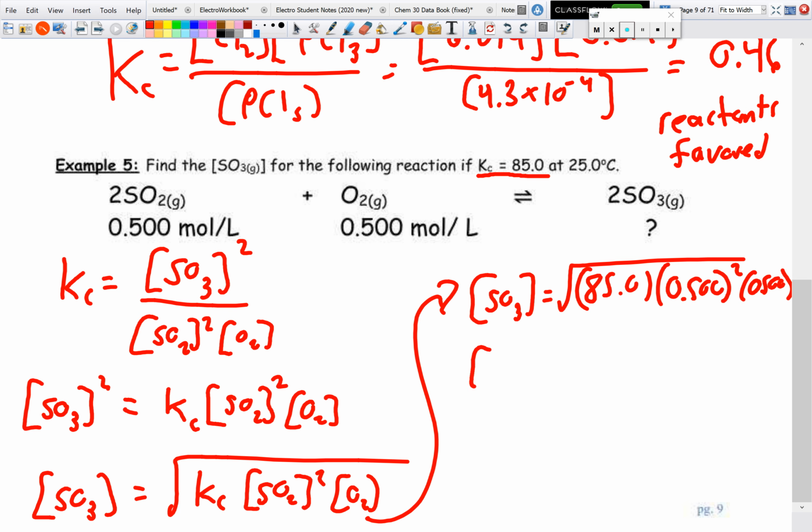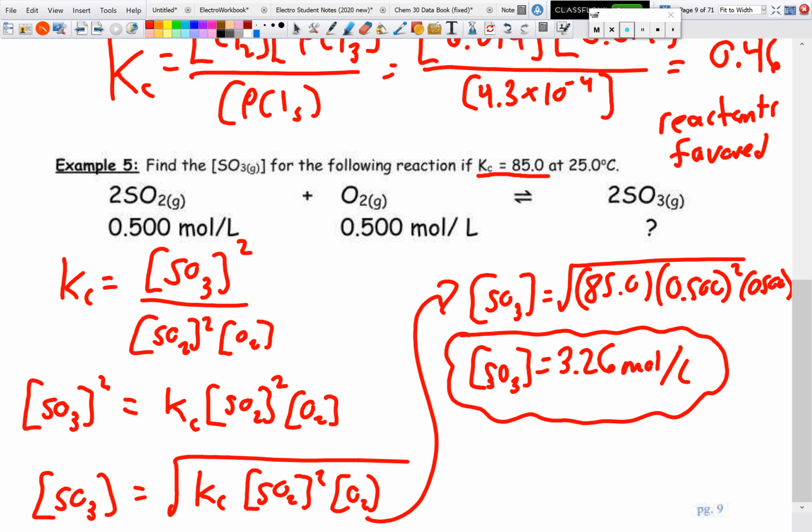we get concentration of SO3 is equal to 3.26 moles per liter. And that's how we do that one. So just remember, or try not to forget, that the SO2 was squared here, so that's why that square showed up there. All right, so that is, of course, using our equilibrium law and solving for some concentrations.